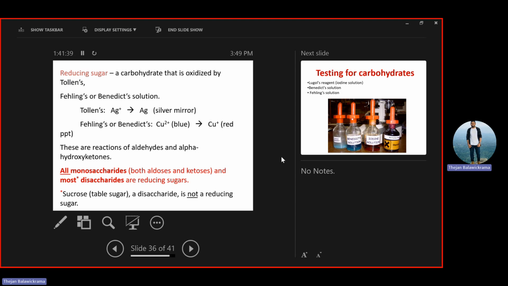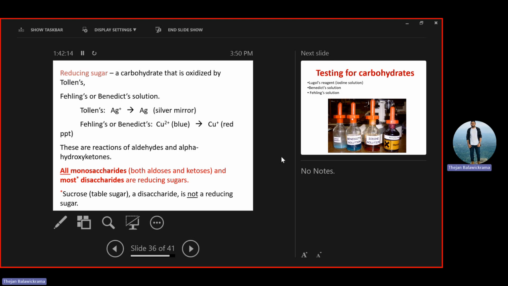Remember, in both Fehling's and Benedict's solution we have Cu2+, as in copper sulfate, which is blue in color. Wherever we have Cu2+, it is blue. Fehling's solution and Benedict's solution are just reagent names, and in both cases we have Cu2+. And there's another reagent called Tollens' reagent that has Ag+.